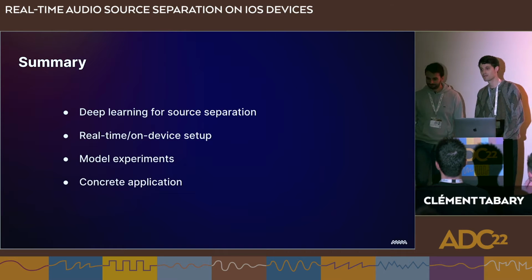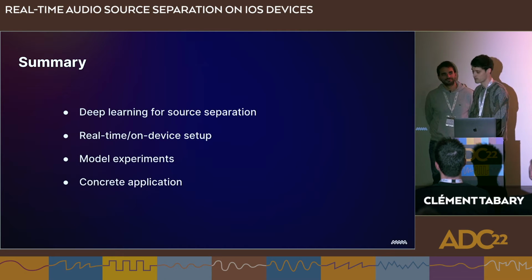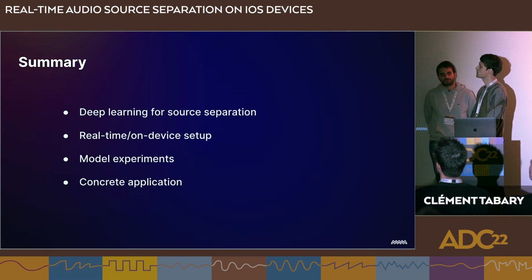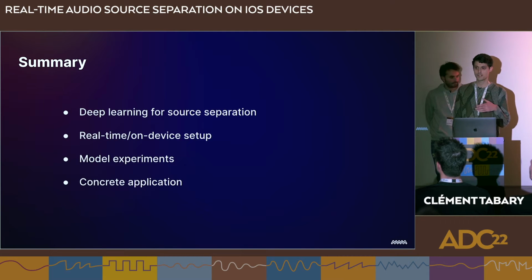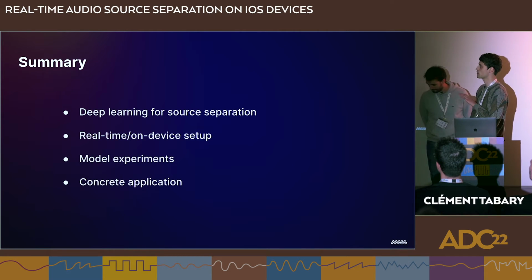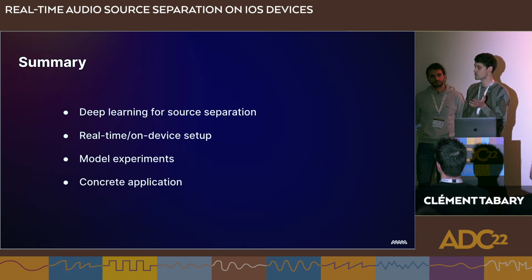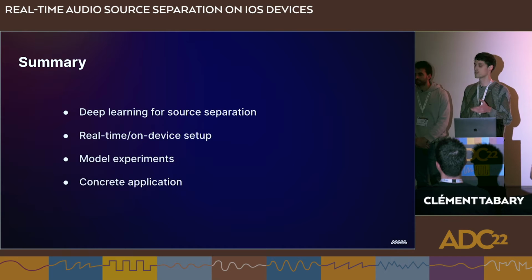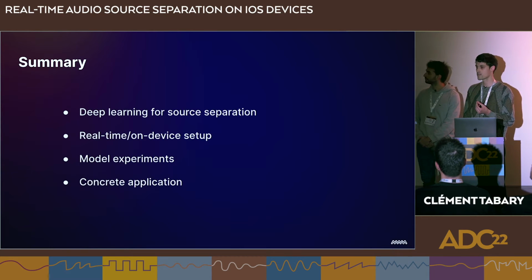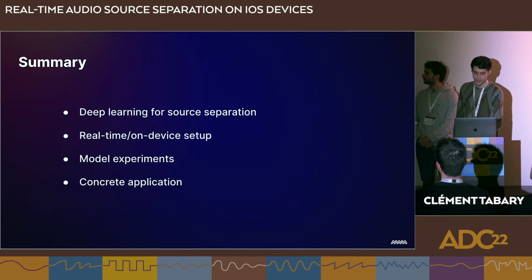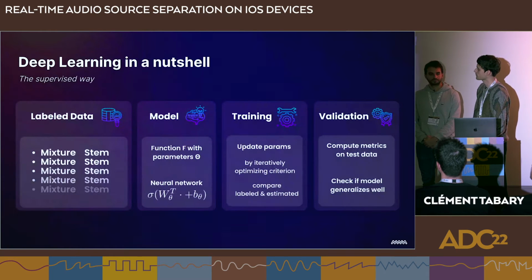So hello, my name is Clément, and I'm the deep learning guy in our duo. So today our presentation will fall into 4 parts. First, I'll give a brief overview of how deep learning works in general and how it applies to source separation in particular. Then Adrien will explain the stakes of its real-time implementation on mobile devices. Then I'll go through some of the experiments we run for the source separation before showcasing some concrete apps that we develop at MWM. So let's dive in for the first part.